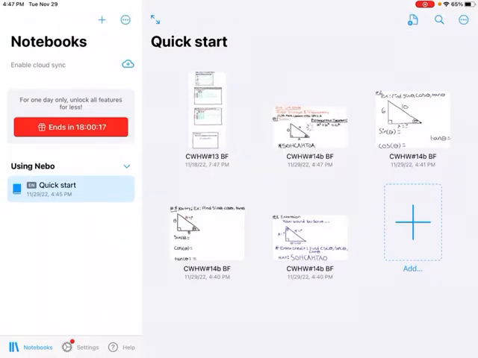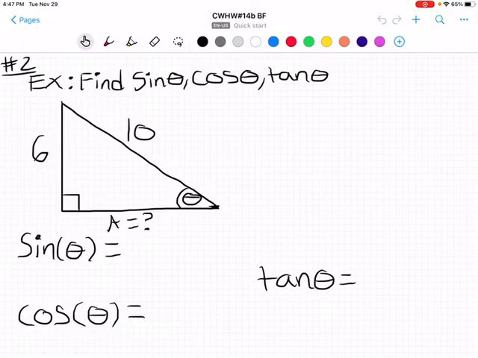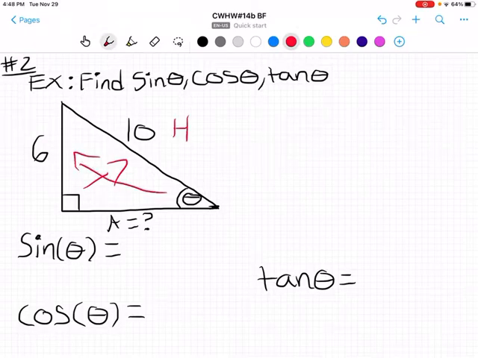So on our next page, for number 2, we're doing an example to find sine theta, cosine theta, and tangent theta. To find that, let's write down what we know from the right triangle. Like before, across from your 90 degree is going to be your hypotenuse. Across from your obtuse angle is going to be your opposite. Between the 90 degree and the obtuse angle is going to be your adjacent.